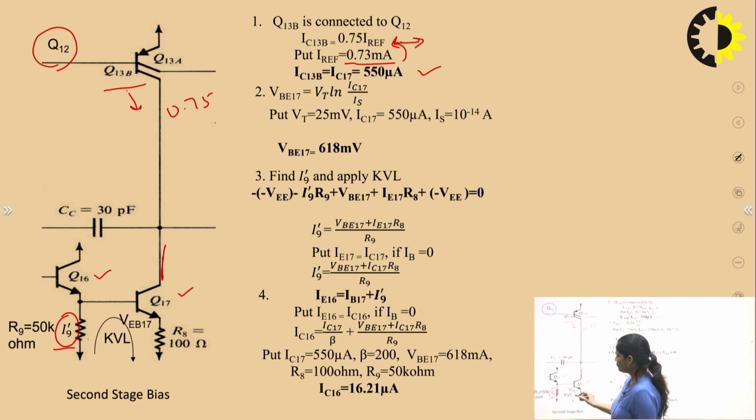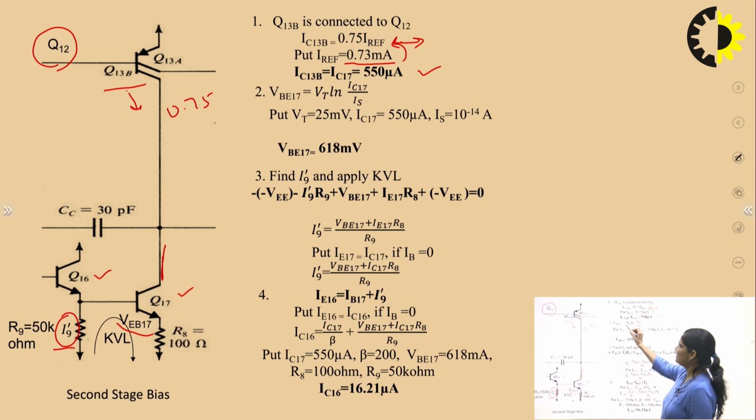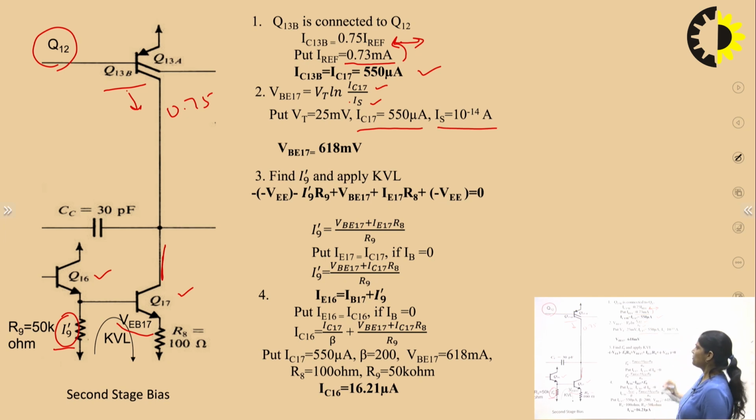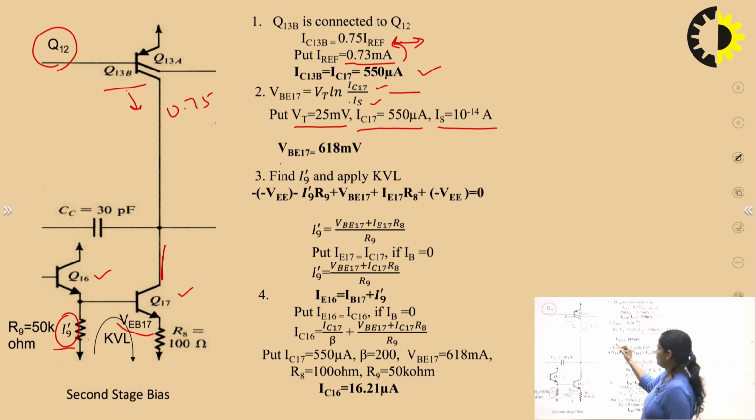Before that, you should know VEB17. VEB17 we can calculate as VT ln IC upon IS, and for this transistor IC is IC17, which is already calculated here, 550 microampere. Put here the value of the saturation current for this transistor Q17, that is 10 to the minus 14. VT we already know, that is 25 millivolt. So put all these values in this equation and find out VEB17 is equal to 618 millivolt.